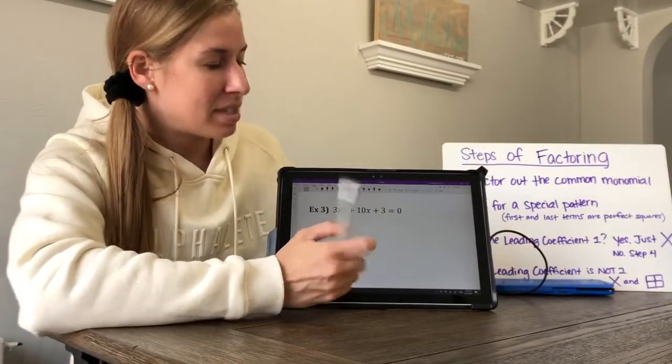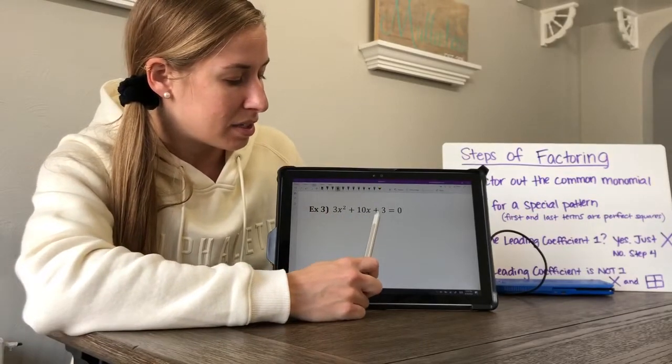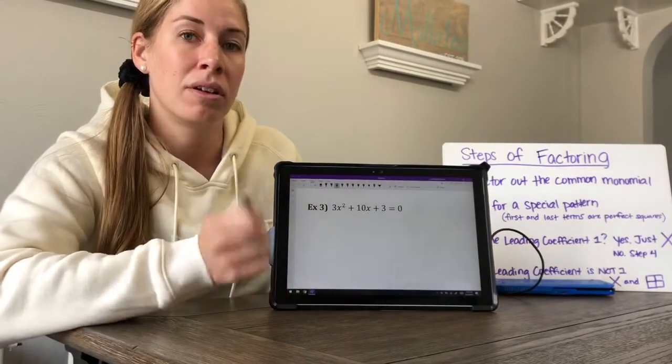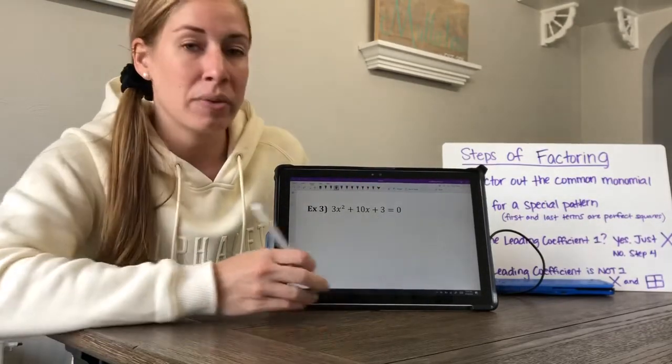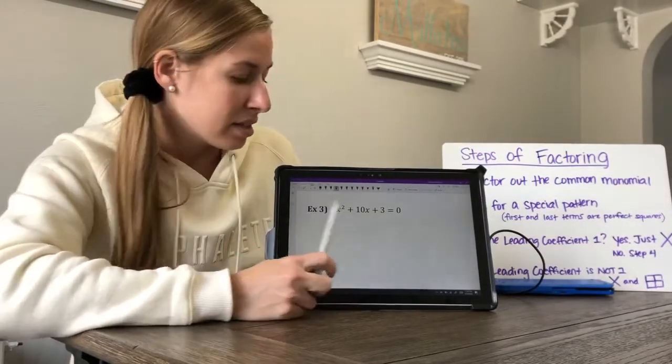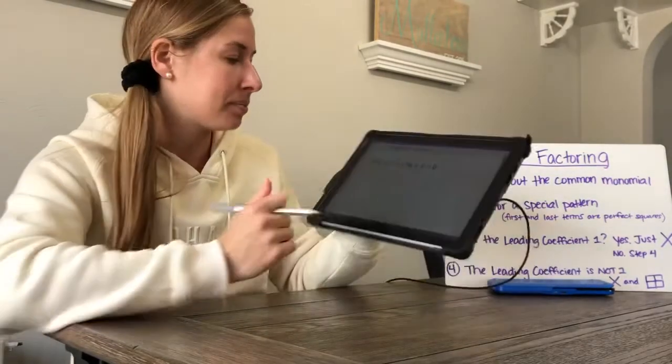All right, so steps of factoring. Is there a common monomial? 3x squared plus 10x plus 3 equals 0? No. Is it a special pattern? Well, are your first and last terms perfect squares? No. Is the leading coefficient 1? No. So step 4, x in box.